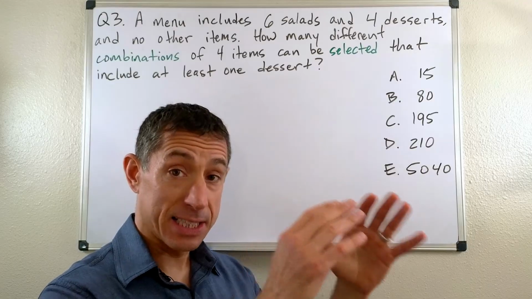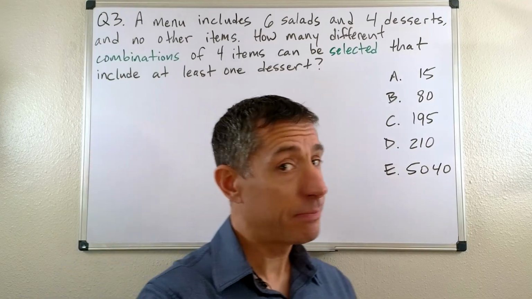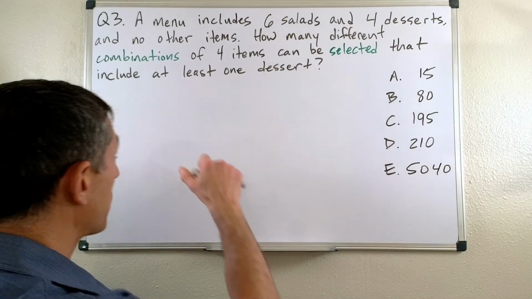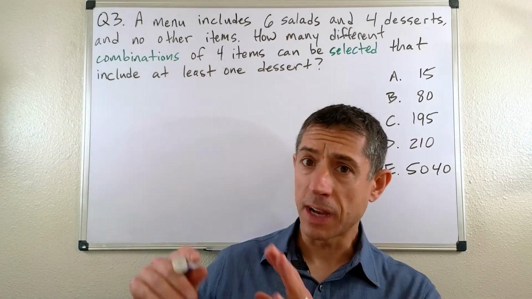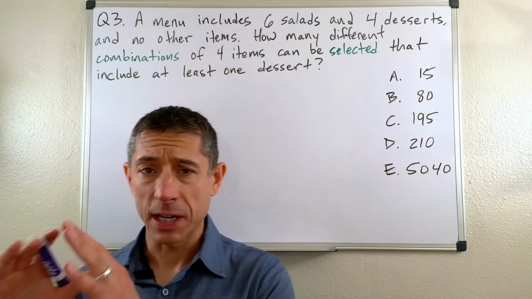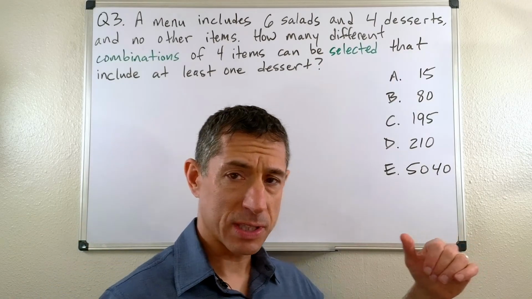Is this a situation where order matters or it doesn't matter? They're not getting tricky here. They're always going to be really clear. Combinations of 4 items can be selected. We're in the world of combinations. Order does not matter. We're going to use the formula. We're not going to use the slots.